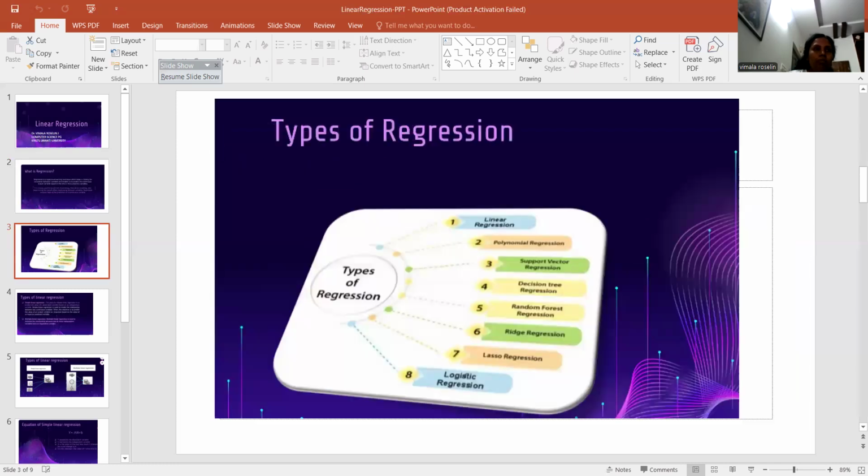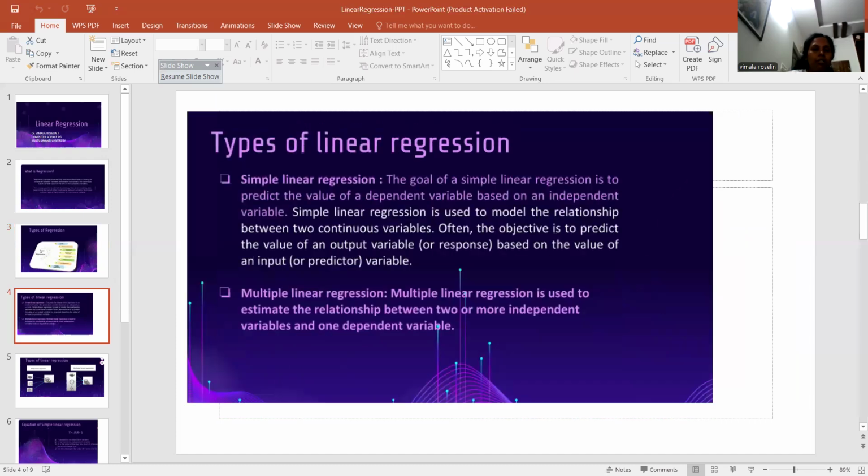There are different types of regression models: linear regression, polynomial regression, support vector regression, decision tree regression, random forest regression, etc. These are the different types of regression. The first and very important type is linear regression, which has simple linear regression and multilinear regression. First one, simple linear regression.